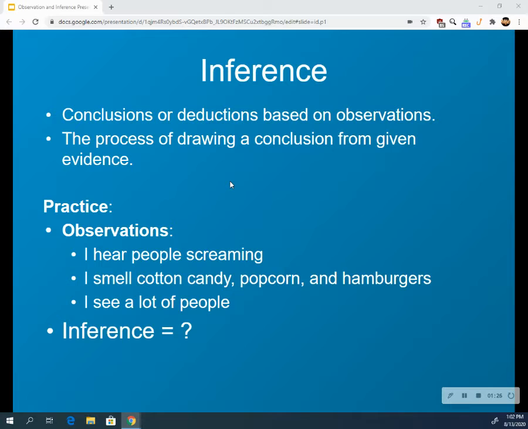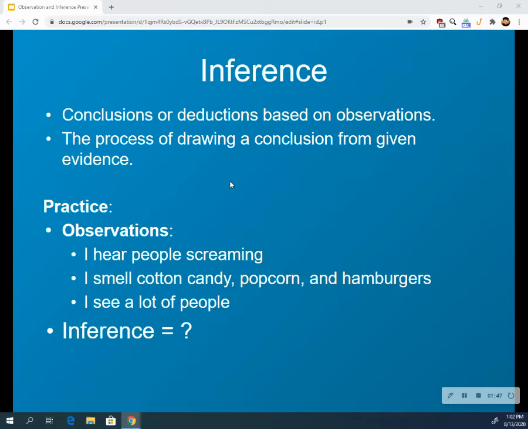So an inference is something that is based on observations. So this could be a hypothesis or a conclusion. So you can create a hypothesis based on observations that you have about a question. You can also gather data from an experiment in an inference and use those observations to create a conclusion.